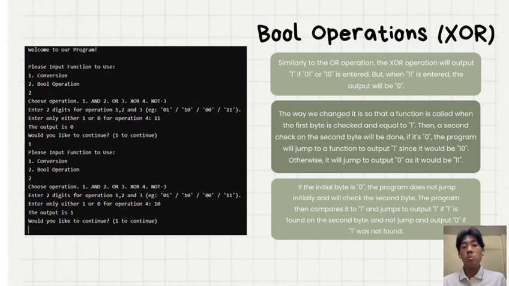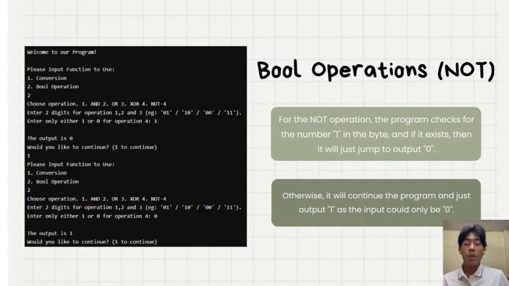Let's say the initial byte is 0. The program does not jump initially and will check the second byte. The program then compares it to 1 and jumps to output 1 if 1 is found at the second byte, meaning the input is 0, 1, and does not jump and outputs 0 if 1 was not found, meaning the user inputted 0, 0.